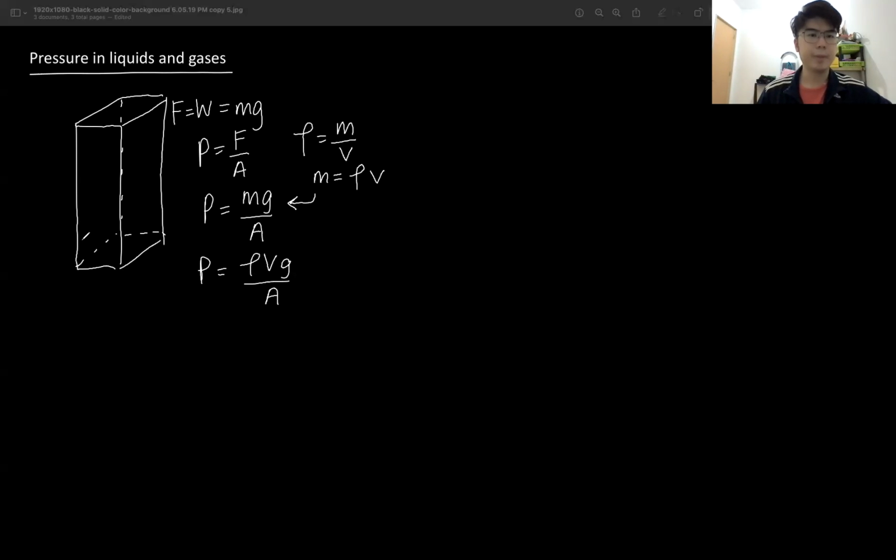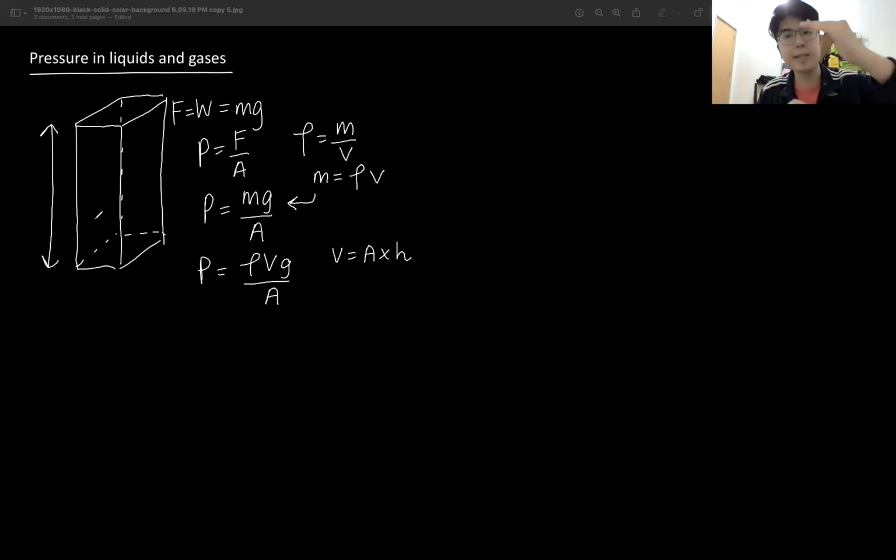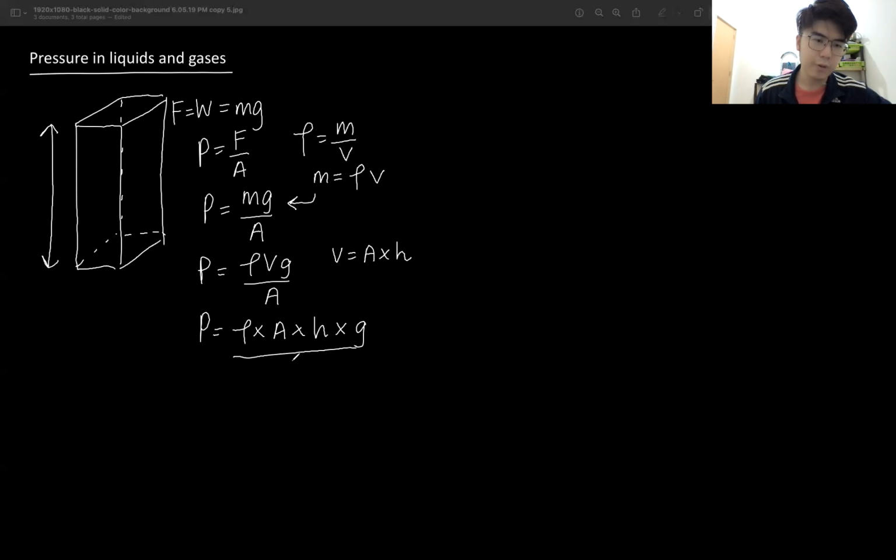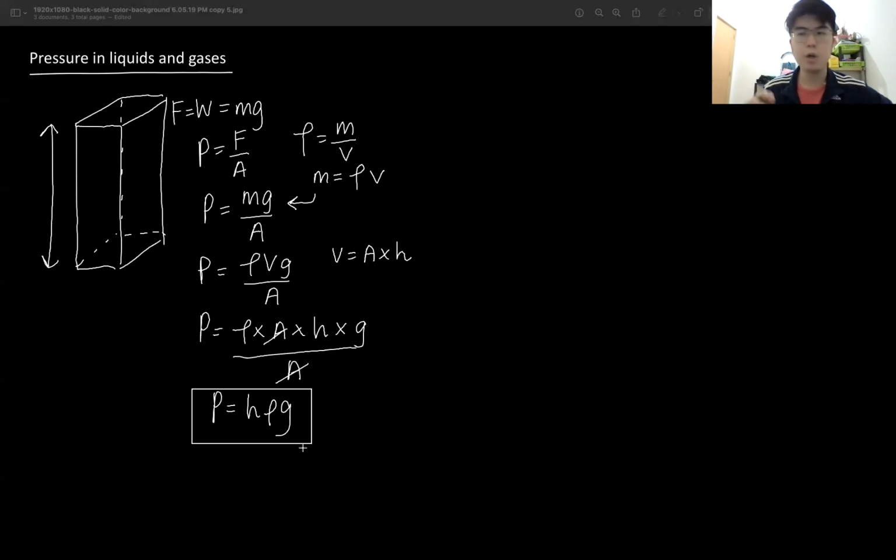Now the volume is equal to the area of the base times the height. What height? The height of the container, because we are assuming that the container is fully filled with liquid. So putting it in, it equals rho times A times H times g over area. Then we can cross off, and we get what? H rho g. This is the expression that we use for water pressure.